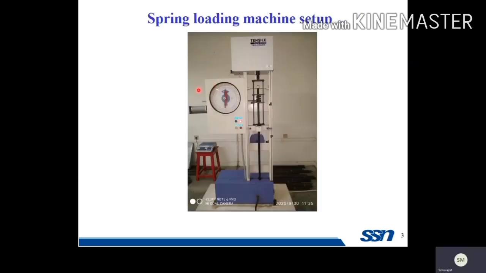This is the machine used for finding the modulus of rigidity. Here we have the dial, where we can measure the load applied. Here we have the spring. There is a bottom plate and a top plate, and in between the two plates the spring is fixed. Here we can apply the load, and this is the experimental setup.